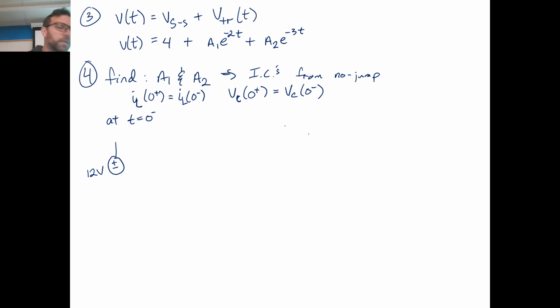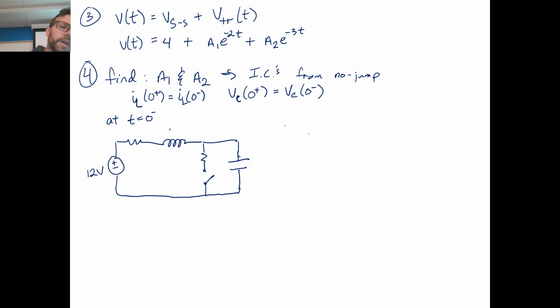So at t equals 0 minus, we've got the inductor, we've got the resistor, but that switch has been opened, or the switch is still open, and we've got the capacitor. Here's our 1 Henry inductor. This is a 4 ohm. This is a 2 ohm. And the capacitor is a 1/2 farad.